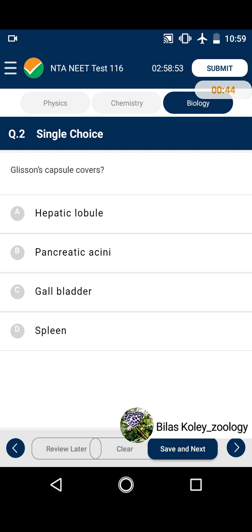Second question. Glisson's capsule covers, and the options are hepatic lobule, pancreatic acini, gallbladder, spleen. In this question, the right option will be option A.